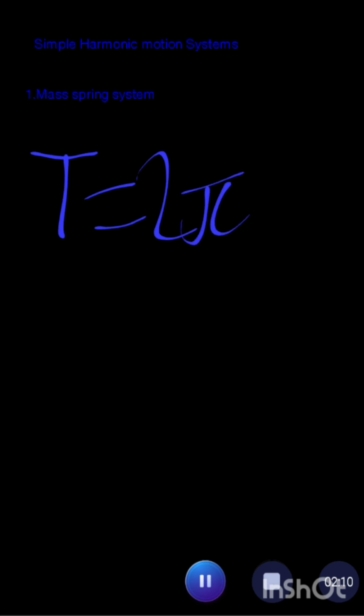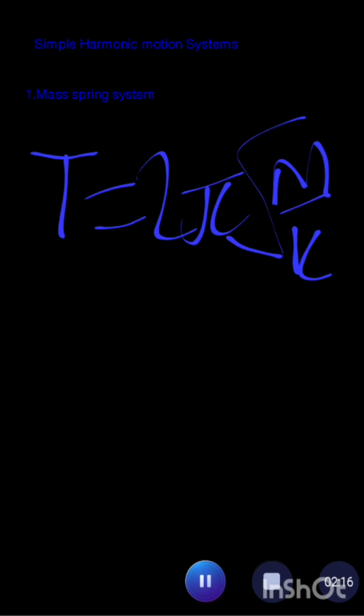Let's talk about simple harmonic systems. There are two types of systems that we are going to talk about in simple harmonic motion. The first one is the mass spring system. When you are dealing with a mass spring system, here is the formula that you are going to be using. Our aim would be finding what? Period. So the period will be found by 2 pi square root of m over k. m is the mass, k is the spring constant.